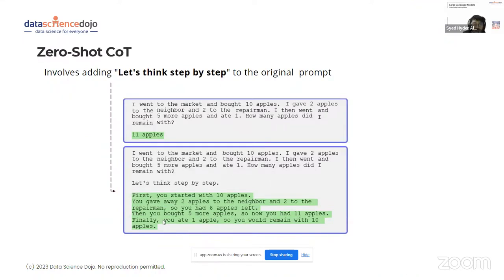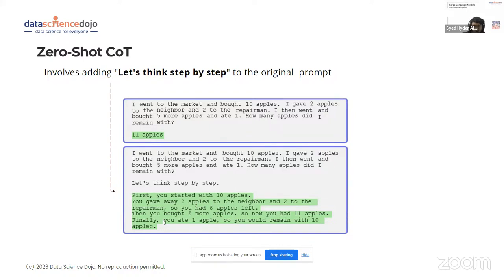Here you could see that we are asking it to think step by step. Here's a question: I went to the market and bought 10 apples. I gave 2 apples to the neighbor and 2 apples to the repairman. I then went and bought 5 apples and ate one. How many apples did I remain with? We are just giving it to our LLM. It gave us 11 apples, but that is wrong, because we had 10 apples, we gave away 4, so we had 6, and then we bought 5 more.